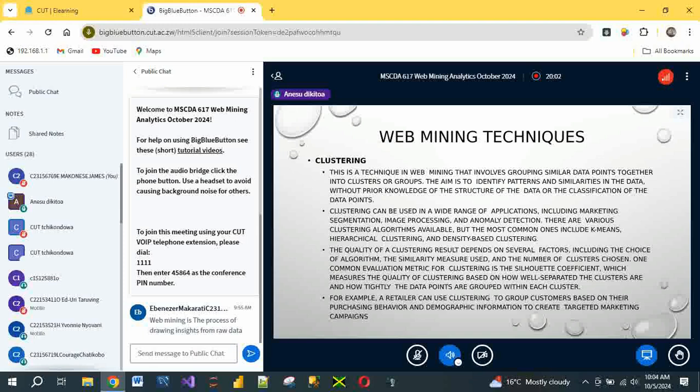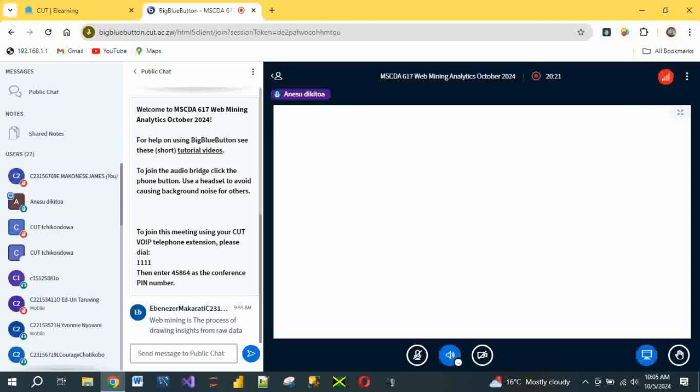For example, a retailer can use clustering to group customers based on their purchasing behavior and demographic information to create targeted marketing campaigns. That is straightforward. Let's move on.